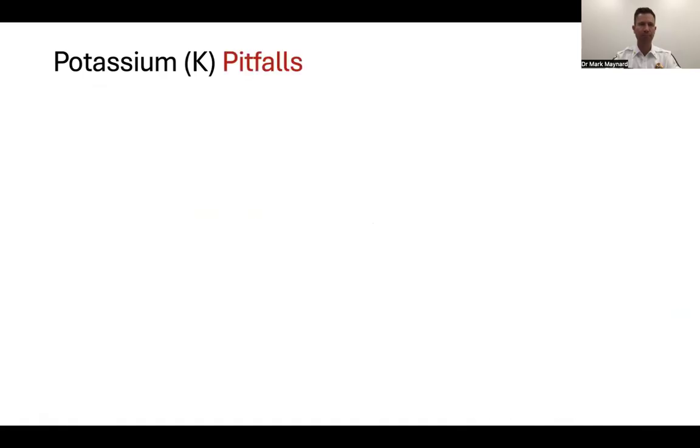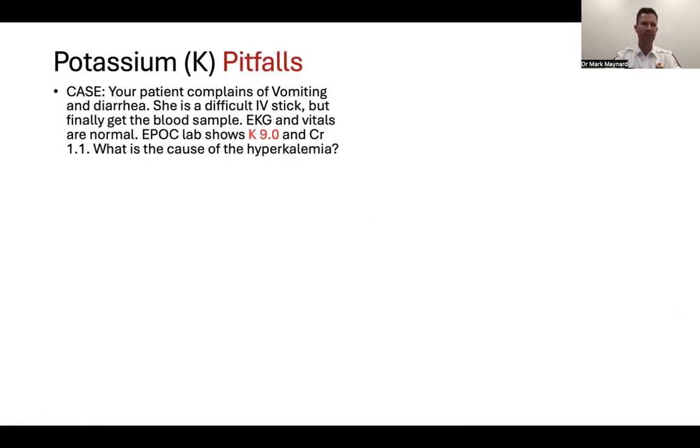All right, so speaking of the pitfalls of potassium, how can we go wrong when checking potassium? Let me give you a case. Your patient complains of vomiting and diarrhea. She's a difficult IV stick. So you finally get the blood sample after a long, arduous process of checking and failing. And you notice that the EKG is normal, her vital signs are normal, and your EPOC potassium comes back at 9.0, which is incredibly high. Most people would die or be in an arrhythmia with a potassium of 9.0.